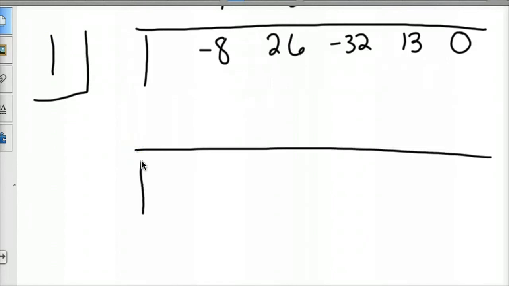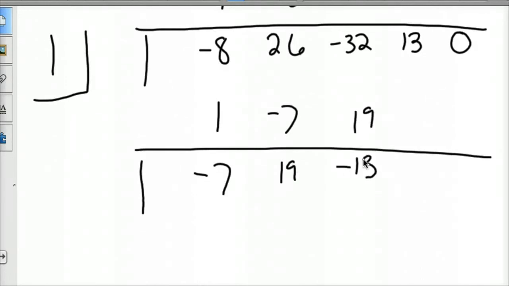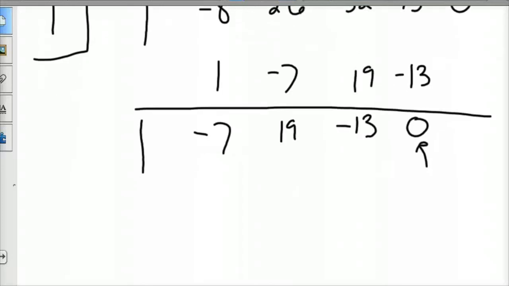So 1, that's negative 7, that's negative 7. That's 19, that's 19. Then we got negative 13. We're adding down each time. 13 is negative 13, and again we get a 0, which is excellent. If you don't get 0, you did something wrong, because we know it's a factor. You should have no remainders when you're done.